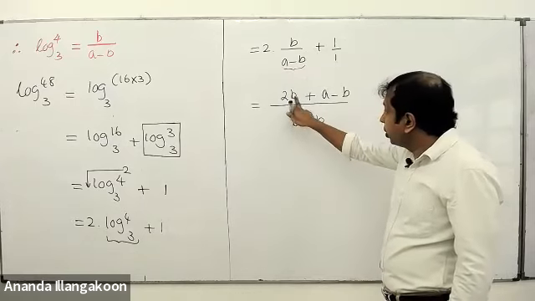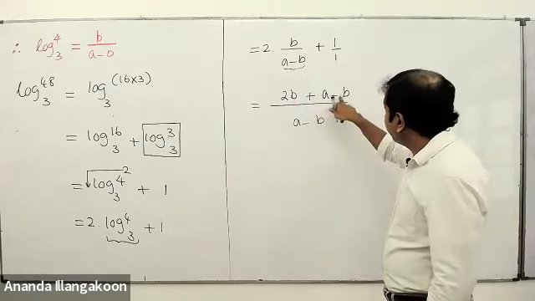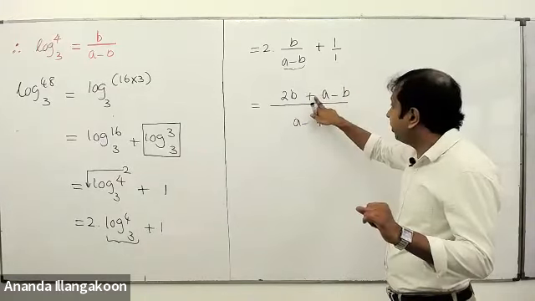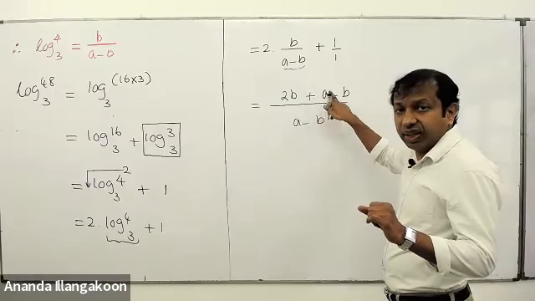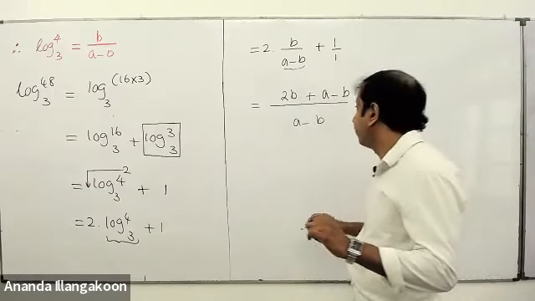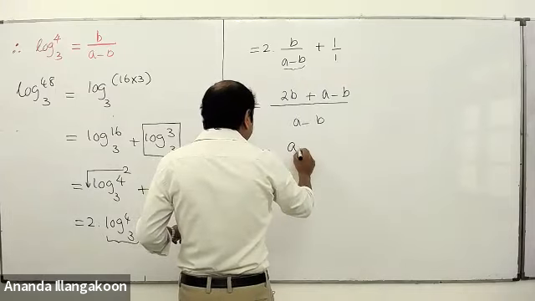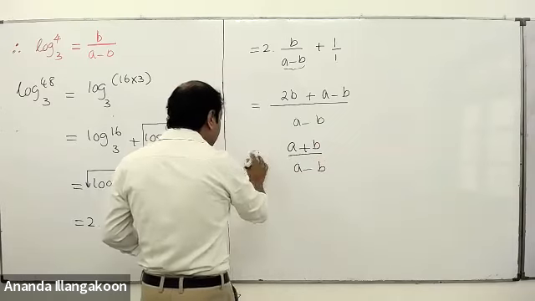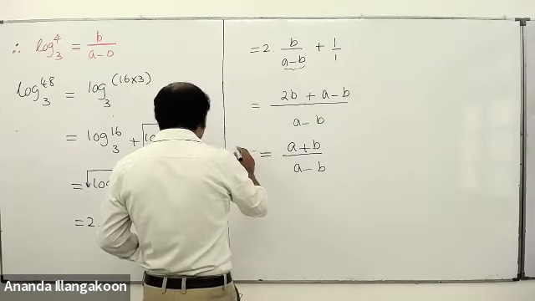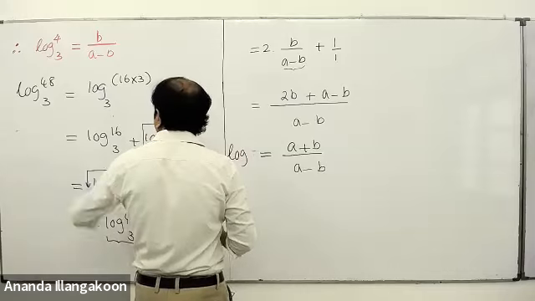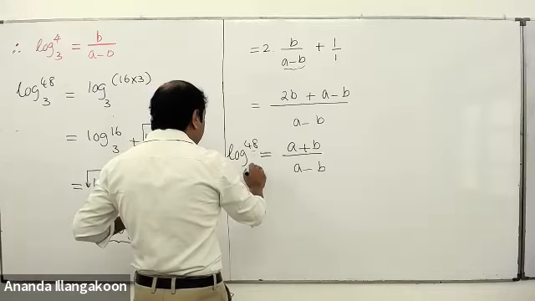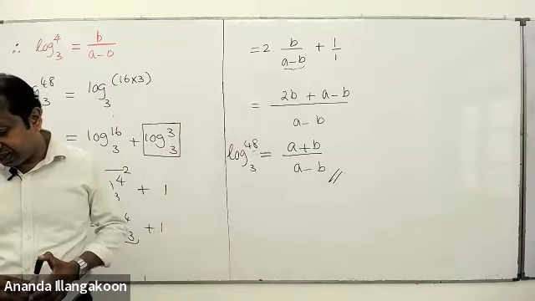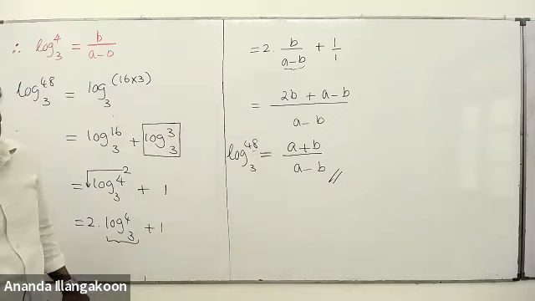Now you can see here 2b minus b is b, and plus a here. Then what do we get? a plus b, divided by a minus b. This is equal to what? This is equal to the left hand side, log 48 to the base 3. This is how, people, we take that answer. Right now?